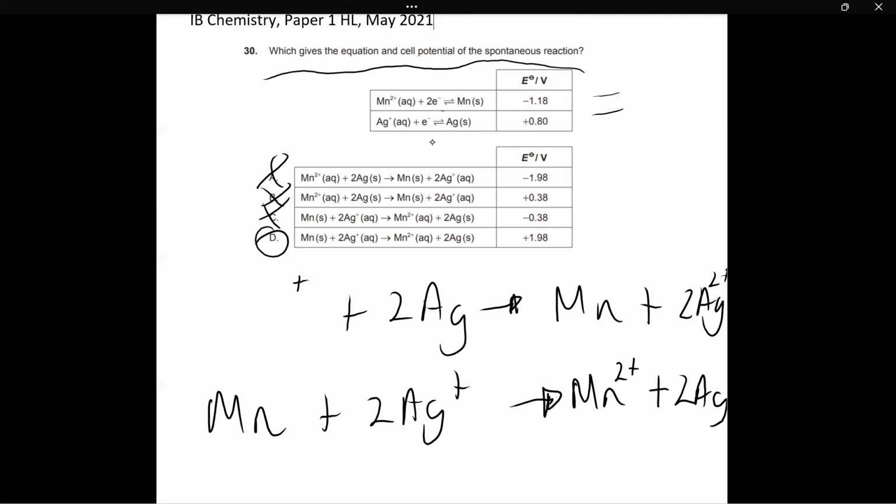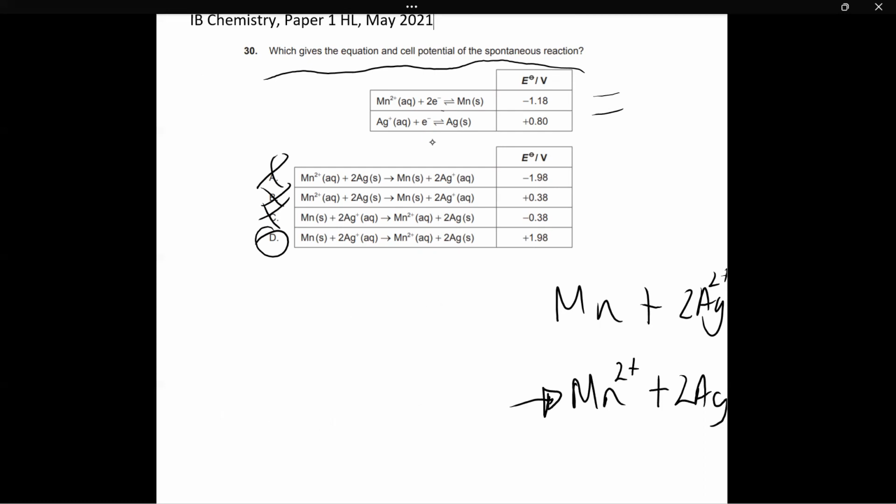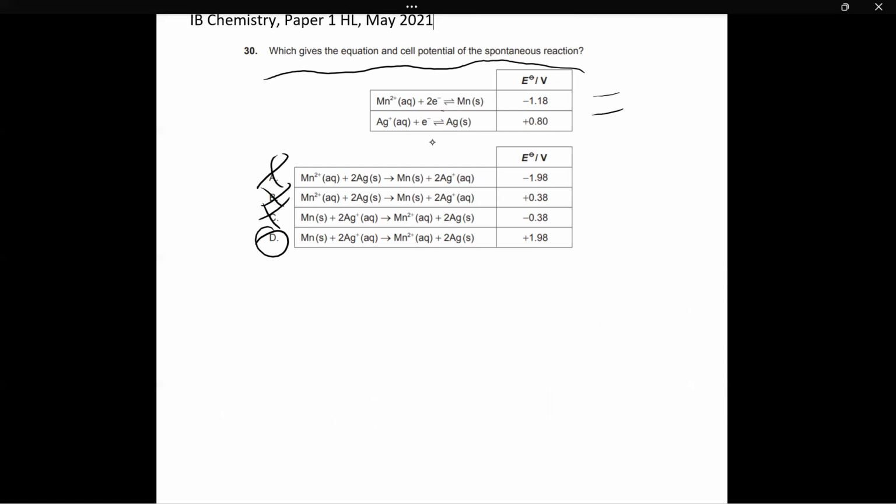What is the second way that you can solve this? Well, it's actually quite simple. It's more of a derivative of the first method. You have to do the first method regardless. You have to determine which is going to be reduced and which is going to be oxidized. And then you can make the judgment based off the numbers given to us over here. So suppose you have determined, okay, I know that Ag plus is going to be reduced and Mn is going to be oxidized.